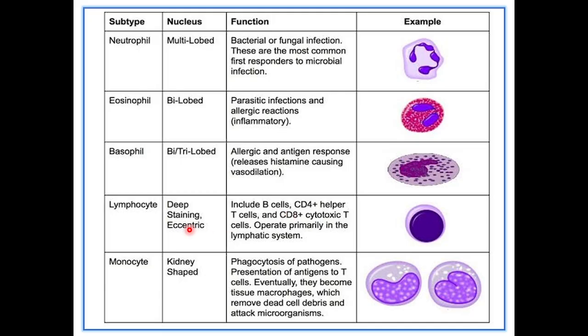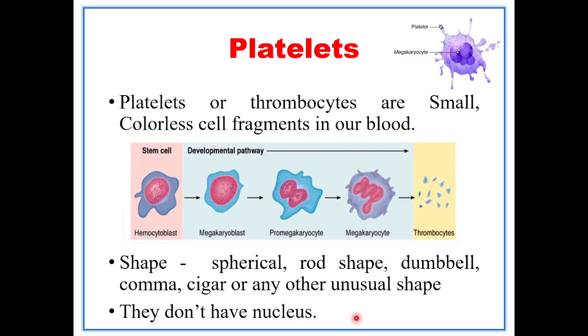Lymphocytes and monocytes are the agranulocytes. So lymphocytes include the B cells, CD4 helper T cells, and CD8 cytotoxic T cells, which operate primarily in the lymphatic system. Monocytes have a kidney-shaped nucleus, and they help in the phagocytosis of pathogens and presentation of the antigen to the T cell. Eventually, they become tissue macrophages, which remove the dead cells, debris, and attack the microorganisms.